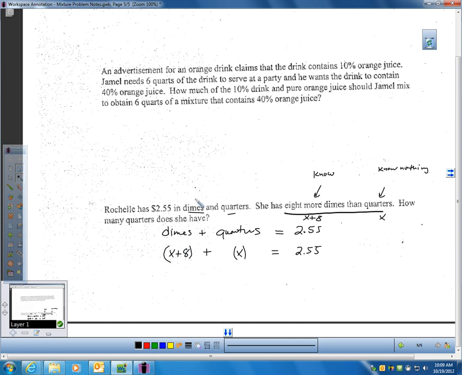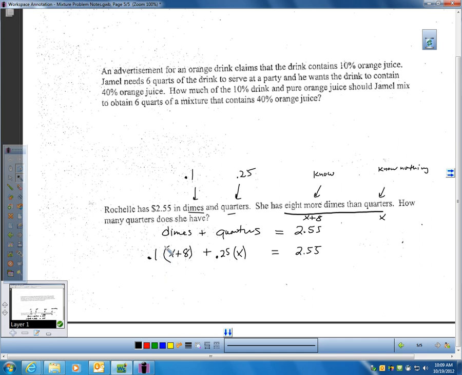Okay, but we have to incorporate price. Think about it. A dime is 10 cents. So if I ended up with 18 dimes, I'd have to take 18 times the 10 cents to find out how much money I have. I have to incorporate the money. Quarters, those are 25 cents. Now, this will give me a price.